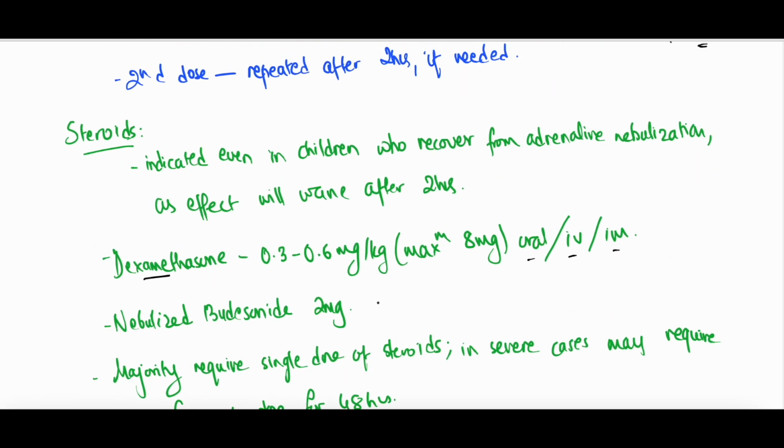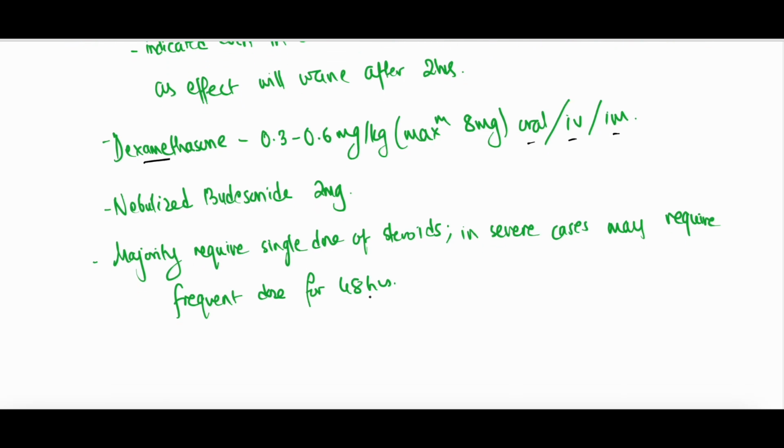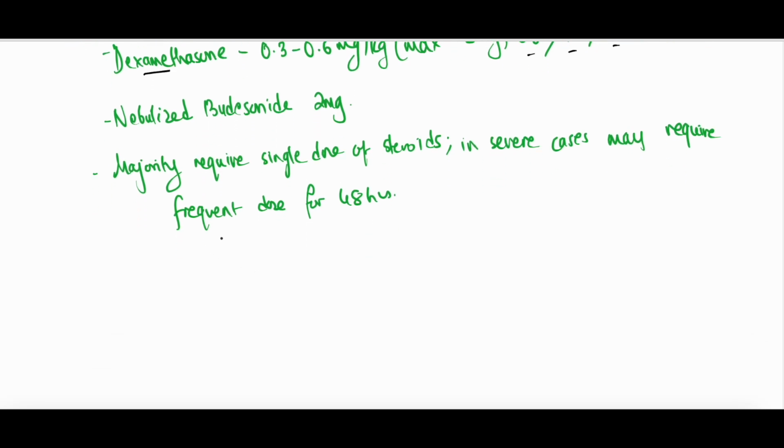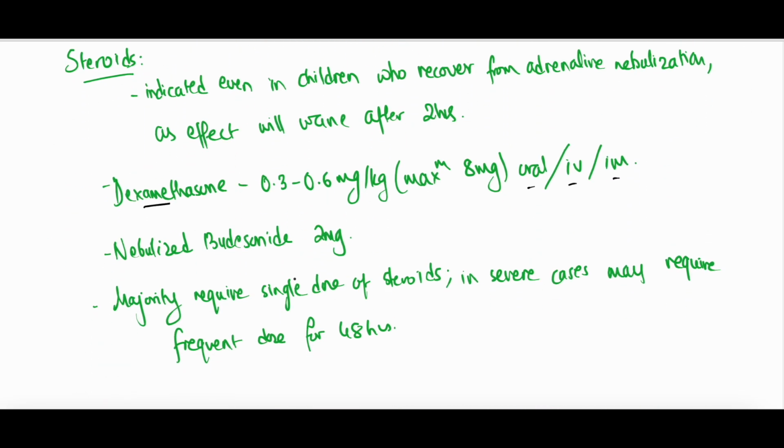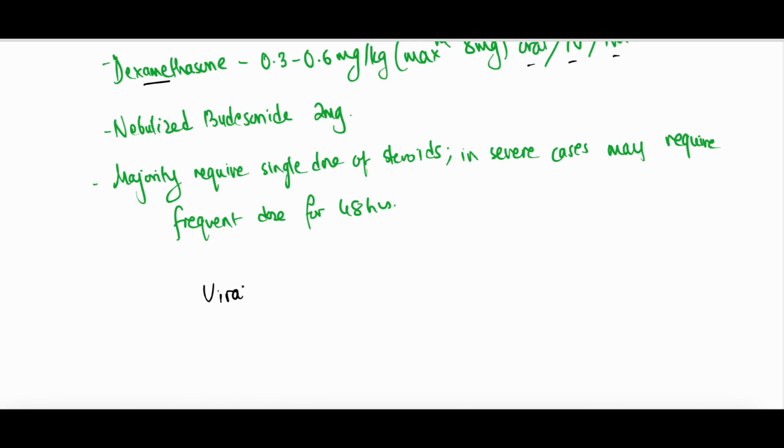So if a child is going home from the emergency department, we have to counsel the parents that this viral croup will usually settle in 48 to 72 hours, and there's no need to be too worried, except for the warning signs, as I already said, which include increased stridor, decreased feeding, and decreased level of consciousness. Otherwise, since it is a viral infection, we have to manage it supportively, which includes, yes, hydration is the most important thing.